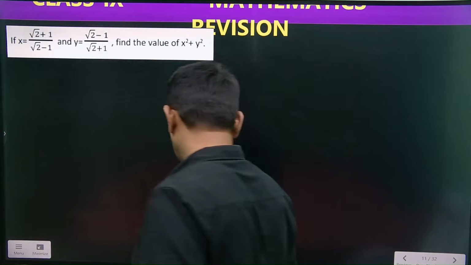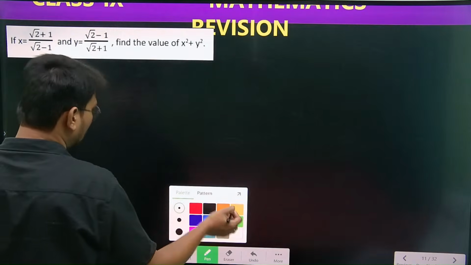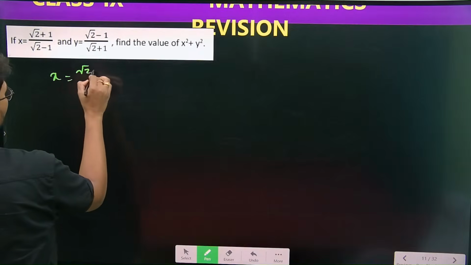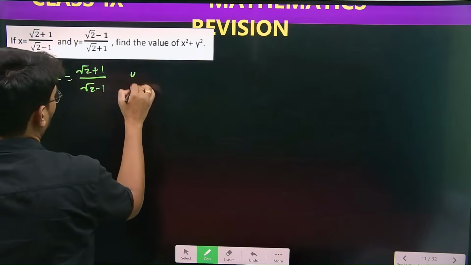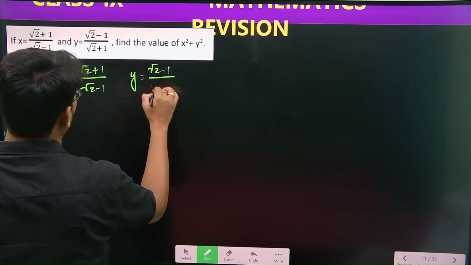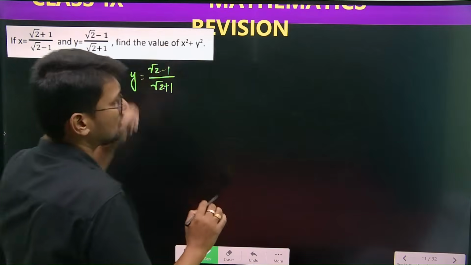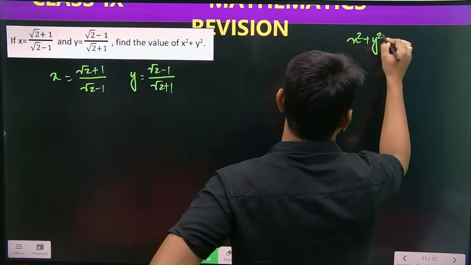The question is saying what? The x value is given. X is root 2 plus 1 by root 2 minus 1. Y is given as root 2 minus 1 by root 2 plus 1. This is x and y. The question is asking this one. I am writing here: x square plus y square.